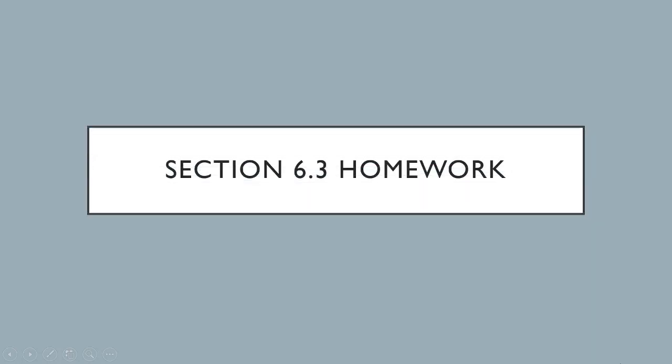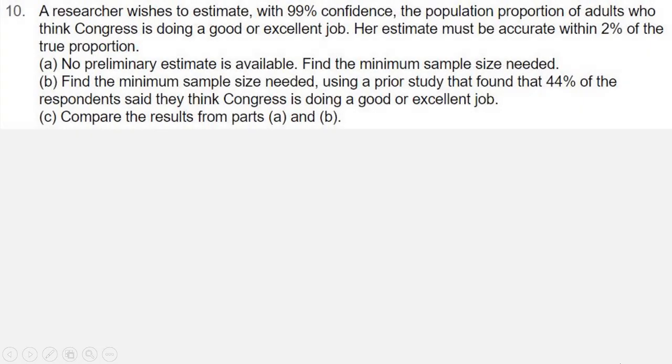We're looking at homework from section 6.3. This is question number 10. A researcher wishes to estimate with 99% confidence the population proportion of adults who think Congress is doing a good or excellent job. Her estimate must be accurate within 2% of the true proportion.